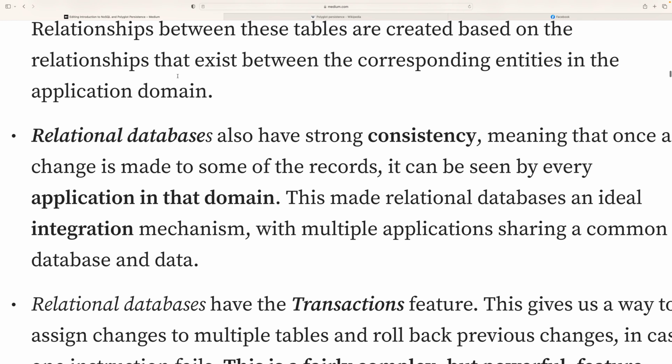The second part is that relational databases have very strong consistency, meaning that once a change is made to a record, it can be seen in every application in the domain. Once you make a change, it will either be rolled back or committed, which will be reflected across the business. This makes relational databases an ideal integration mechanism for multiple applications sharing a common database and data.